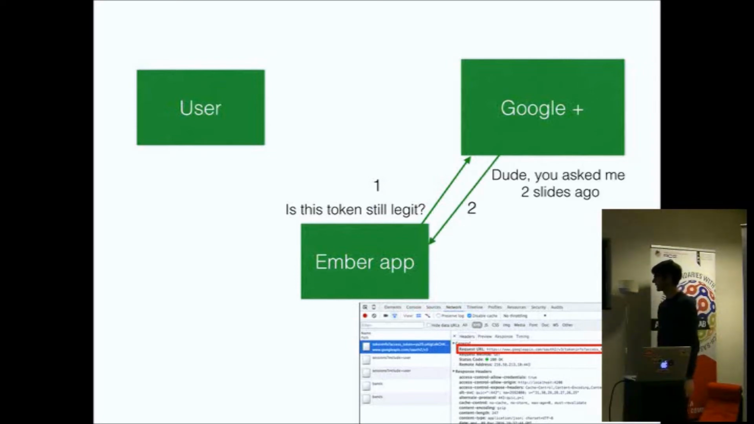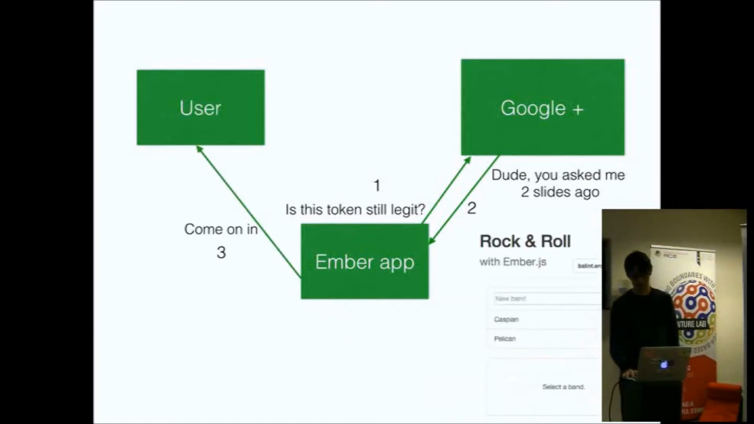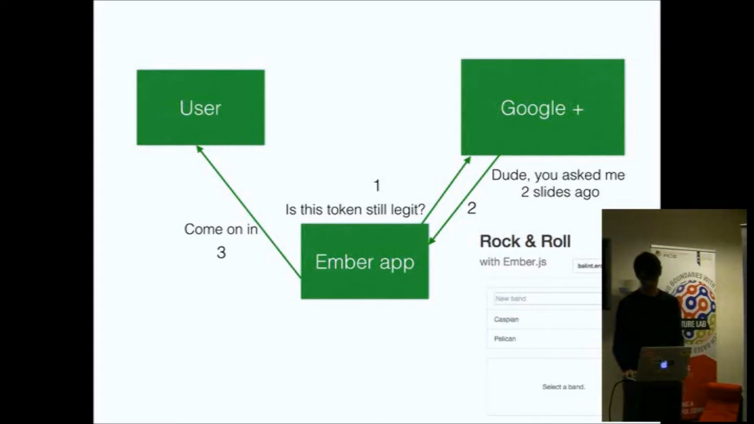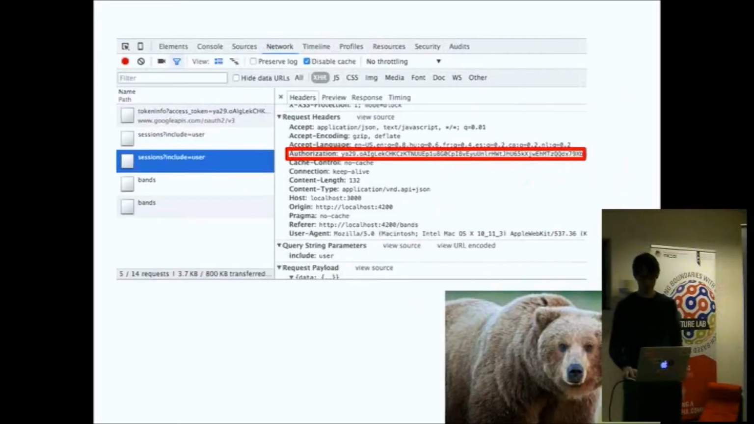And then Google Plus says, well, really it was like 10 seconds ago, yes. But then it accepts it, and then the Ember app can say, okay, come on in. The token is verified, you have access to the application.